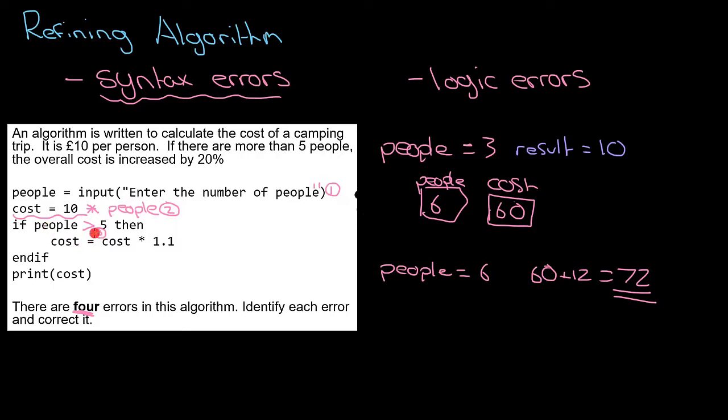Okay, so if people greater than 5, then cost equals cost times by 1.1. So that's going to increase it by 10%, and that is definitely not the right value, is it? That should be 20%. So here I'm going to end up with 66, aren't I? So that's my last mistake I need to change in the algorithm. That shouldn't be 1.1, it should be 1.2. Okay, so there's my 4 errors I've found, 1 syntax error and 3 logic errors, all packed together.